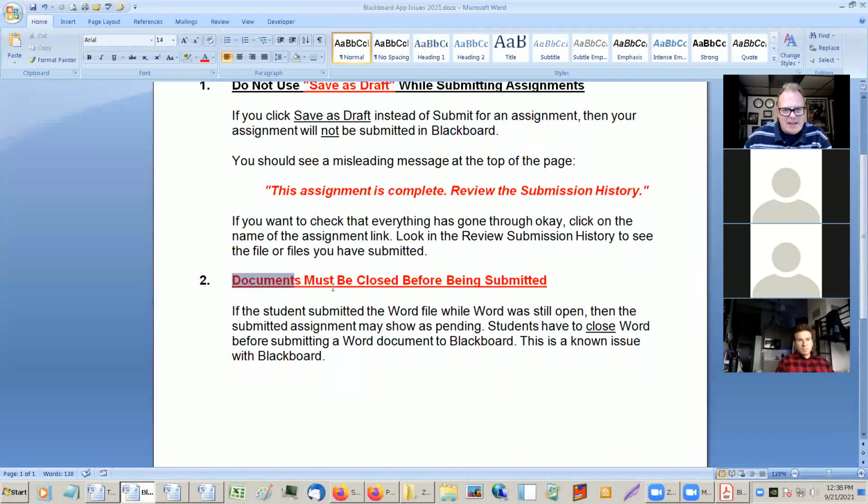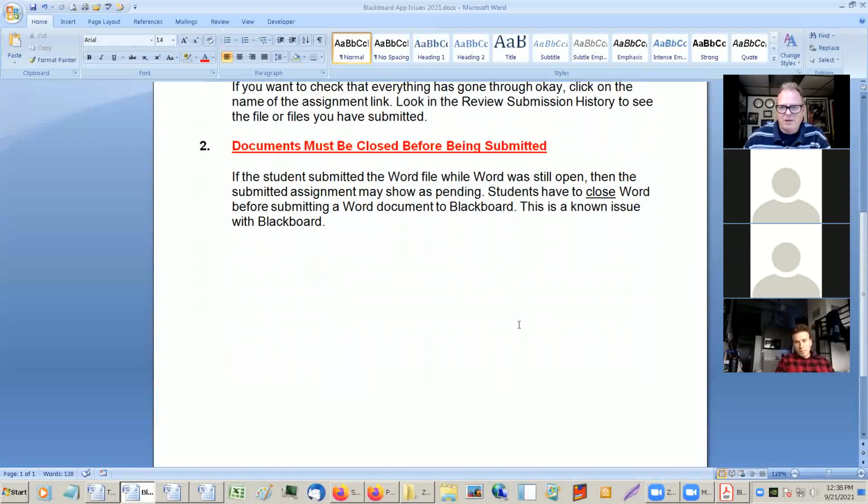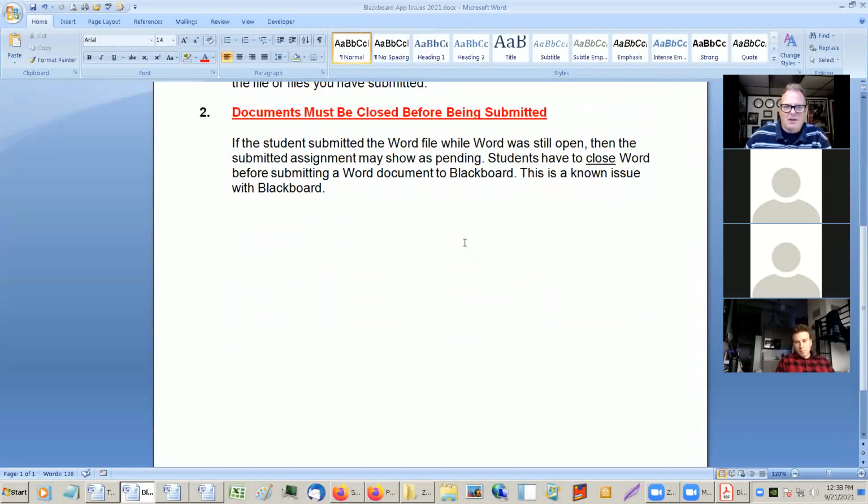And again, I think this one is probably the bigger culprit. My uneducated stab at this is that it's hard to know what's wrong, say, on my phone. You may have the document up on your phone and not realize it, but it has to be closed before you can submit it. Any questions on that?